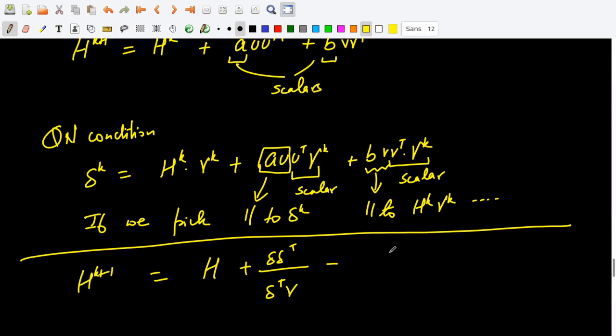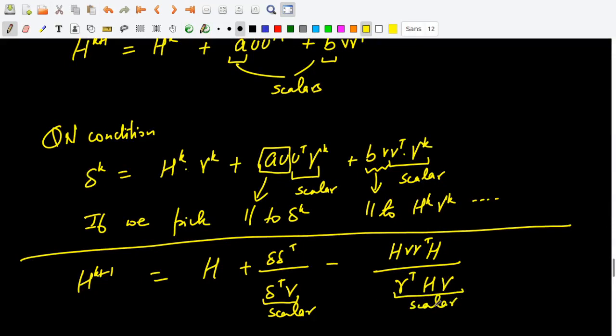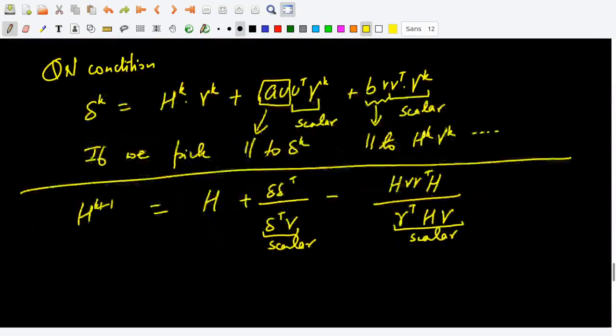minus H gamma gamma transpose H upon gamma transpose H gamma. So verify that this is a scalar, this is also a scalar, and this one is a rank 1 term, and this is also a rank 1 term because I am multiplying a vector by its transpose.